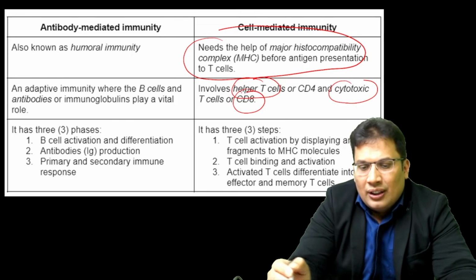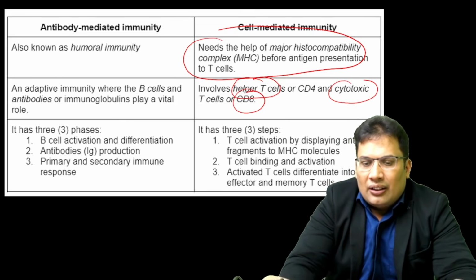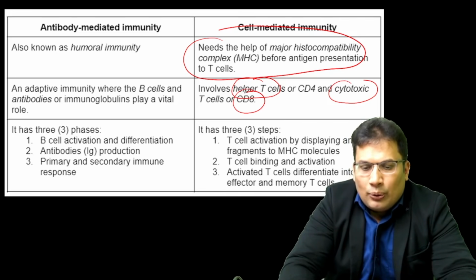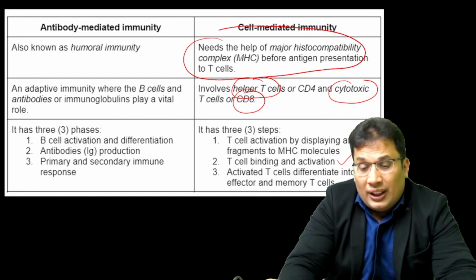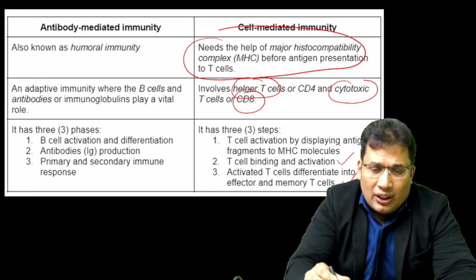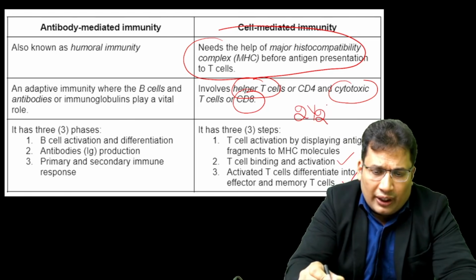There are 3 steps. Step 1, T cell activation by displaying antigen fragments on the MHC molecules. Step 2, T cell binding and activation. Step 3, activated T cell differentiation into effector and memory T cells. If you write these points, you will get at least 2.5 marks out of 5.